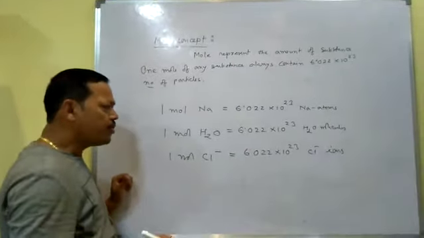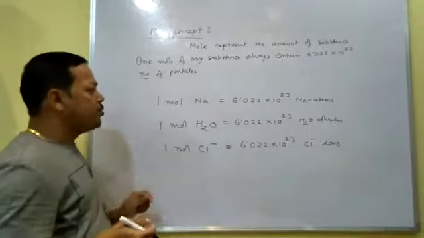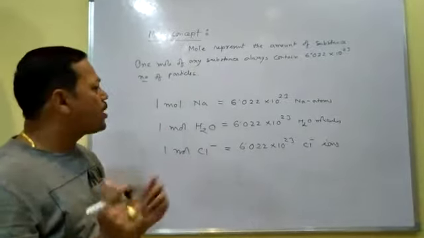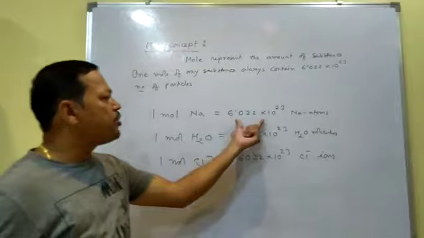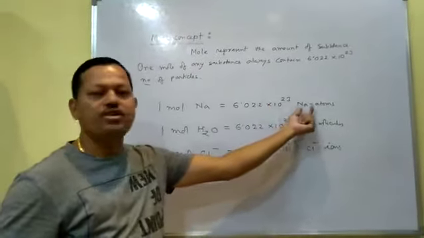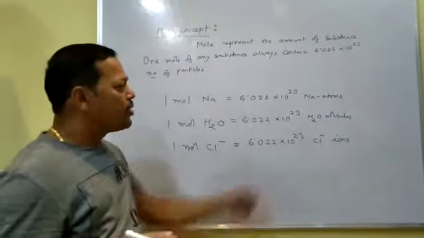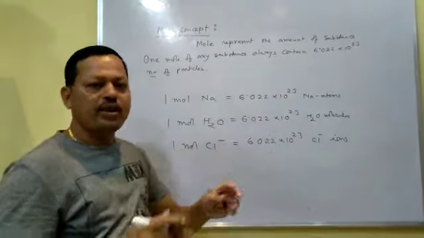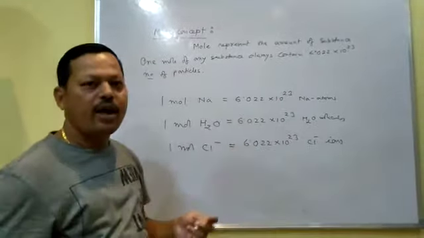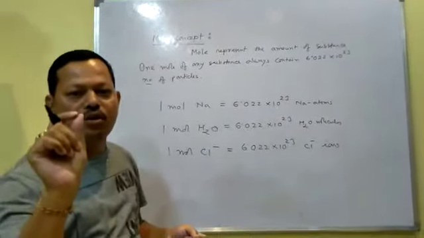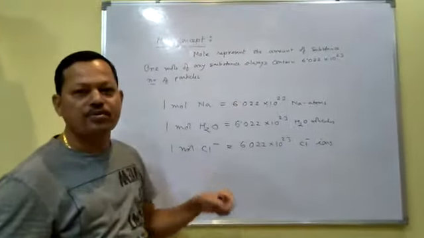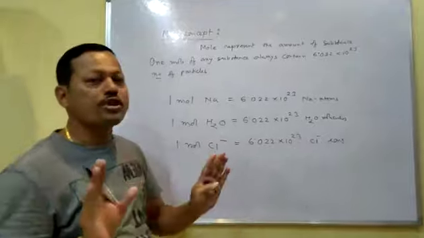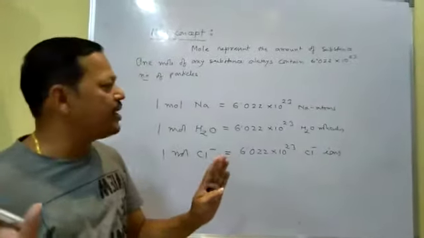Now, if I ask you to collect 1 mole of sodium, then how much sodium do you have to take? You have to take 6.022 into 10 to the power 23 sodium atoms. 10 to the power 23 means a huge number of atoms, and you know atoms are very, very small. You can't see the atoms. So how to count the number of atoms? That's why it's not possible to count the number of atoms practically.